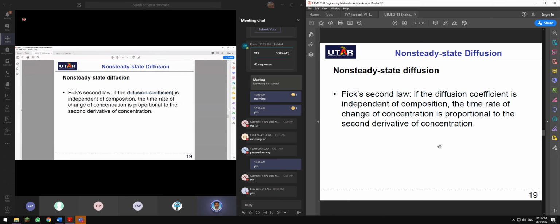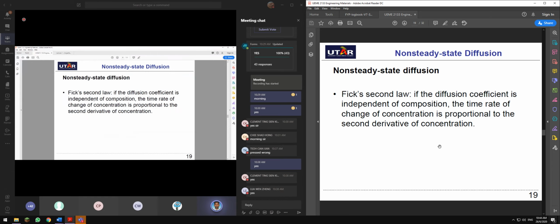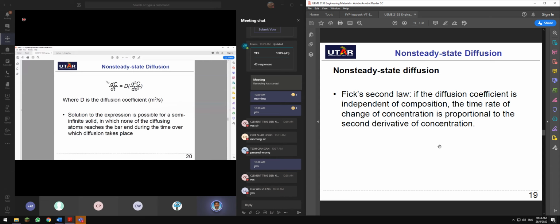The diffusion coefficient is independent of the composition, and the time rate of change of concentration is proportional to the second derivative of concentration. A solution to this expression is possible for semi-infinite solids.